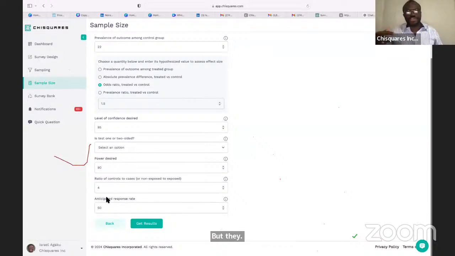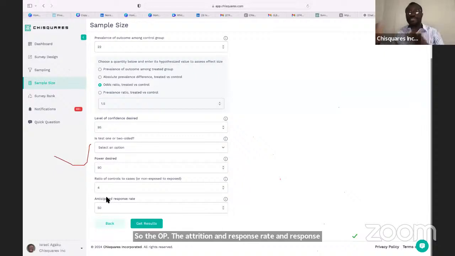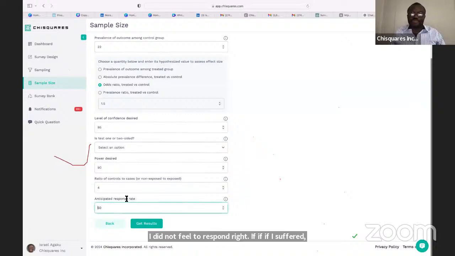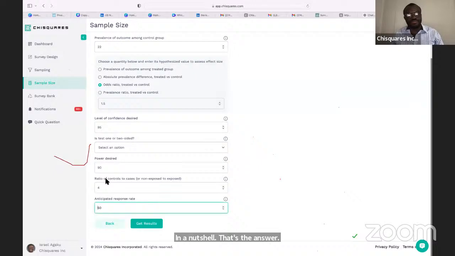So the attrition rate and response rate are complements of each other. The opposite of response is, if I responded, that means I did not fail to respond, right? Or if I suffered from attrition, that means I did not respond. So you provide the response rate, which is the opposite of attrition. So yes, it accounts for it. In a nutshell, that's the answer. Does that make sense to you? Okay, take silence as consent.